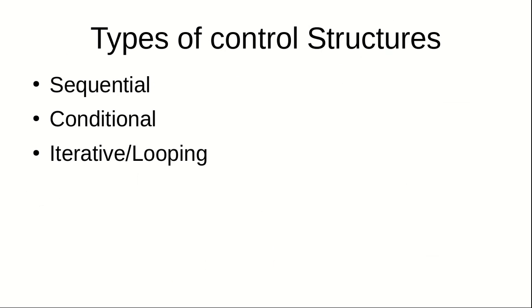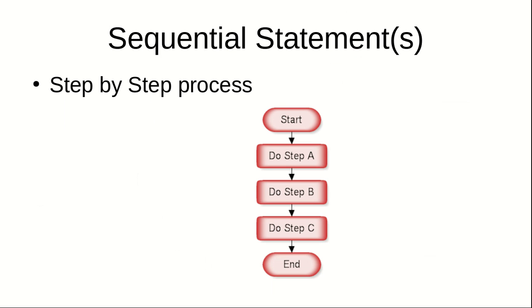So let's see the types of control structures. We have sequential, conditional and iterative statements. So let's see one by one. So first we have sequential statements.